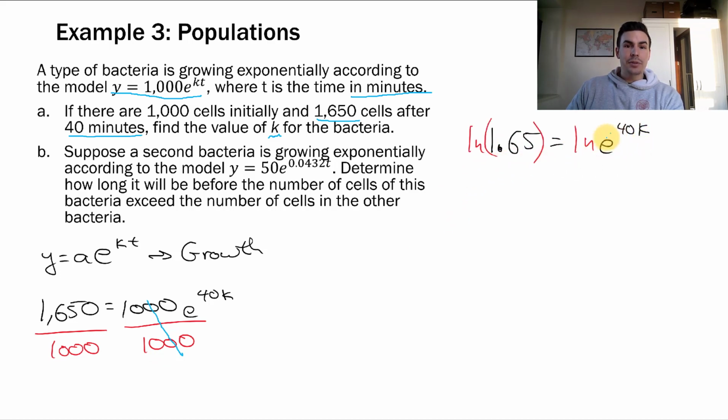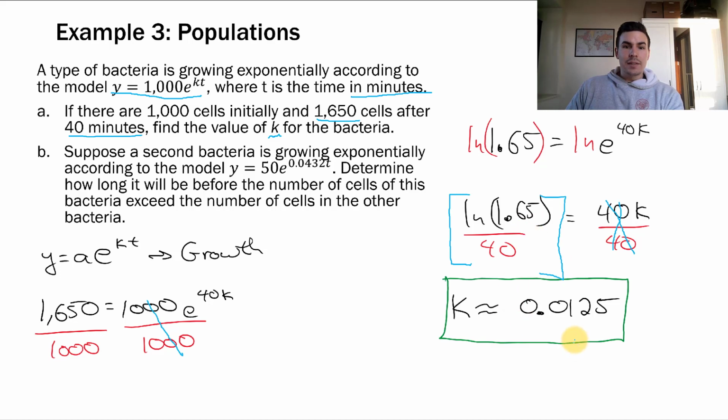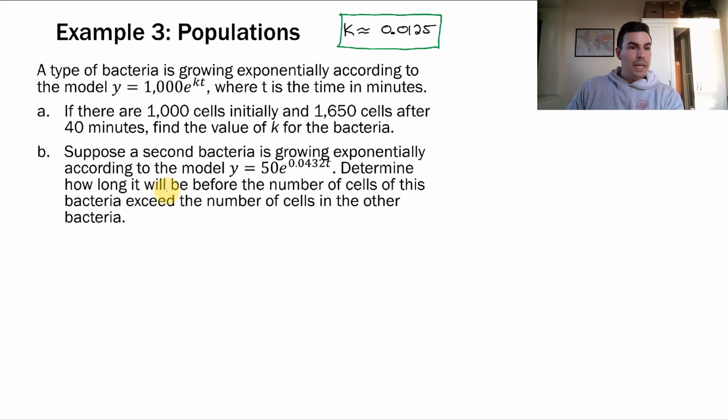Again, we're going to take the natural log because I got this e here. That's why I'm taking the natural log each time. So our right-hand side simplifies to 40k. We can divide by 40, and our 40s will cancel out. Then I can plug what you see exactly right here into my calculator, and I'll get that k is approximately 0.0125. We're going to use k to solve part b, what we're asked for.